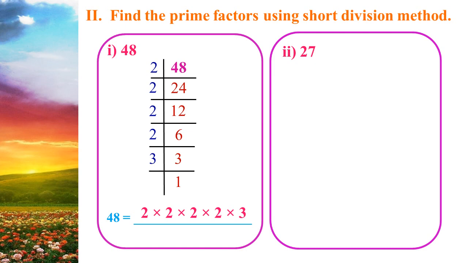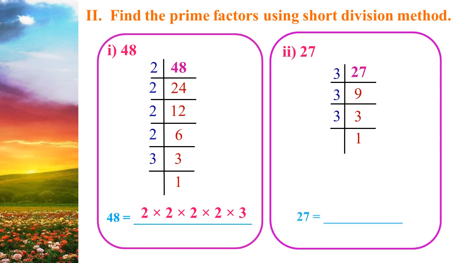Let's see second problem 27. Using short division method, 27 on dividing by 3, 9 threes are 27. On dividing by 3, 3 threes are 9. On dividing by 3, 1 three is 3. Prime factors of 27 is 3 into 3 into 3.